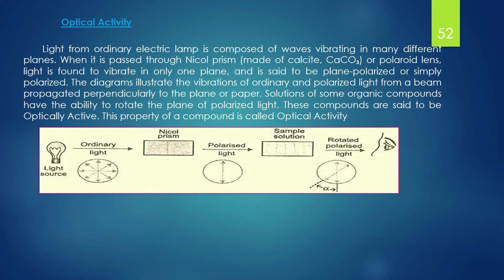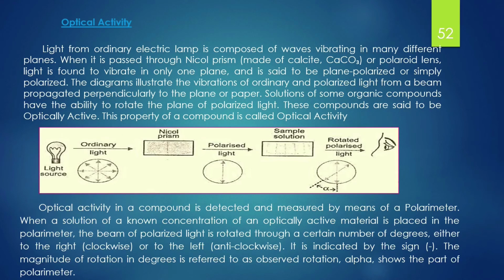Solutions of some organic compounds have the ability to rotate the plane of polarized light. These compounds are said to be optically active. This property of an organic compound is called optical activity. The whole demonstration has been well explained in the diagram given. Optical activity in a compound is detected and measured by means of a polarimeter.